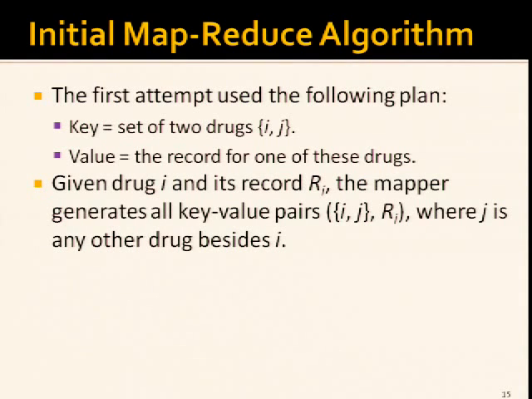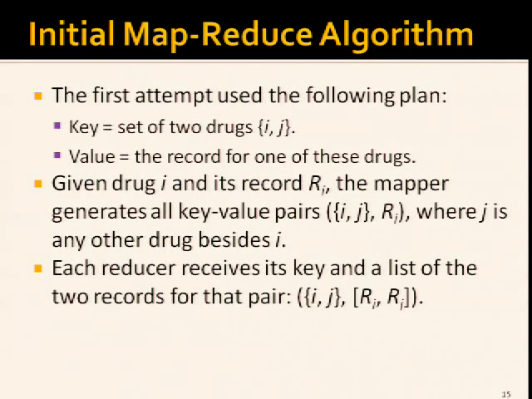So as I said, the mapper, given the drug I and say its record R sub I, generates all the key value pairs of the form: the key is the set containing I and J, where J is one of the other drugs besides I, and R sub I, the only record that this mapper gets to see, is the value.